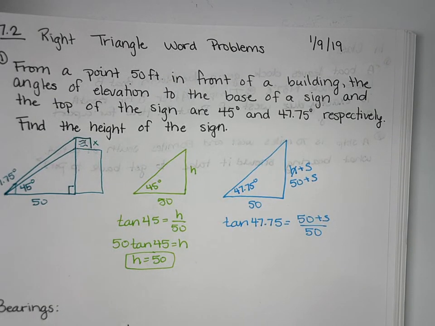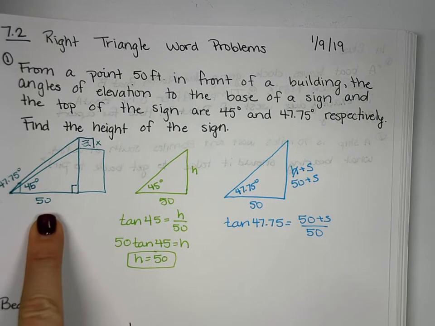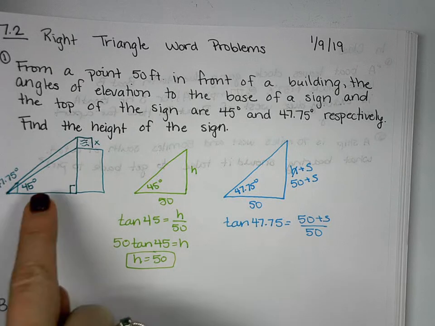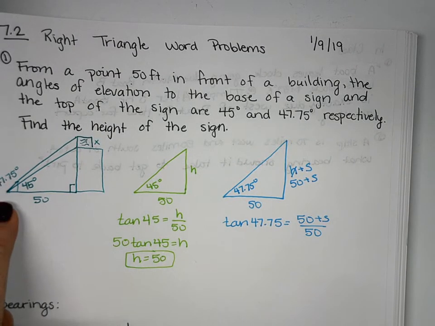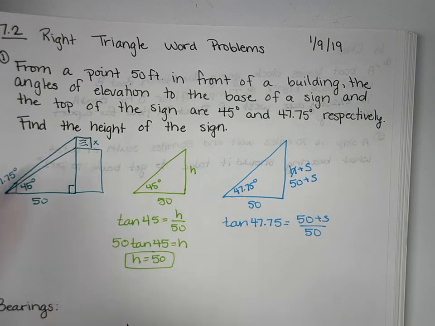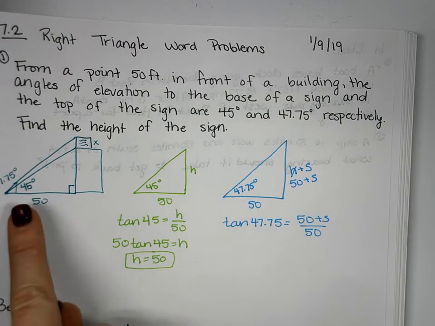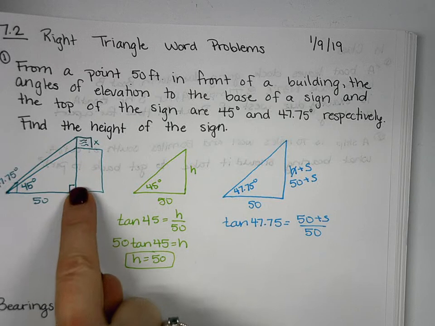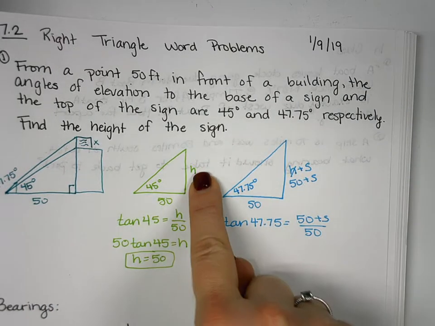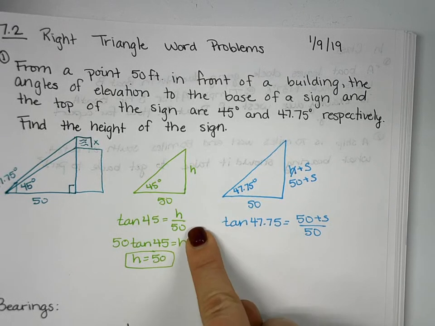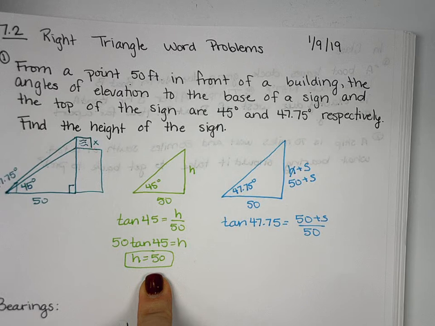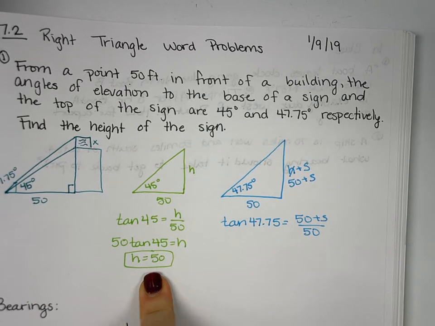So we drew our picture with our building, the sign, our point 50 feet away, and then our two angles of elevation to the bottom of the sign and to the top of the sign. From there, I took just this smaller triangle with the 45 to find the height of the building. So if I did my tangent of 45 equals the height of my building over 50, I got the height of my building was 50.